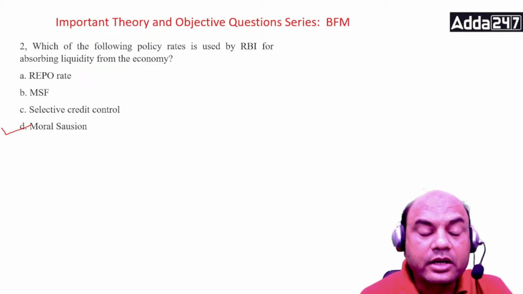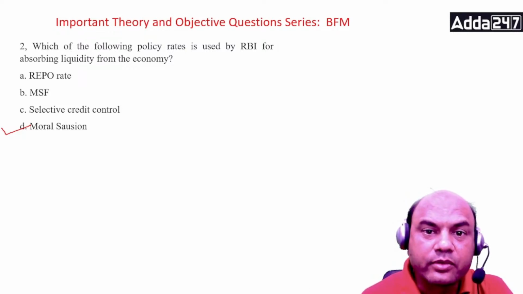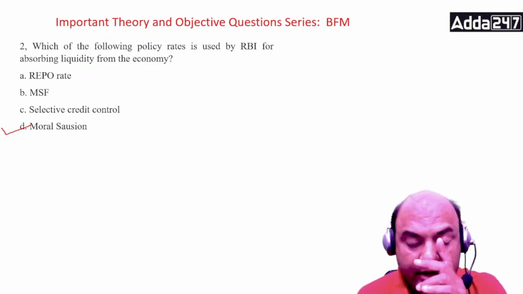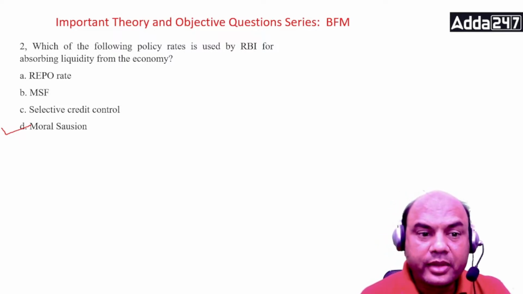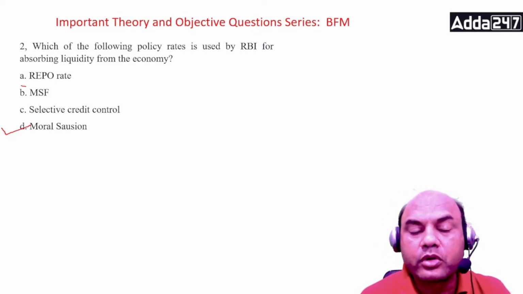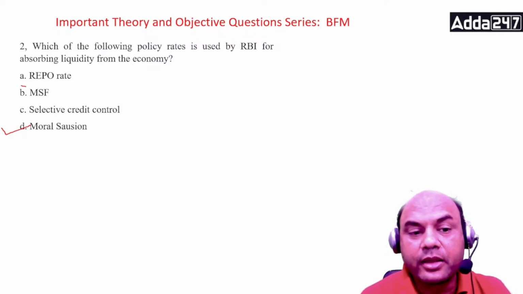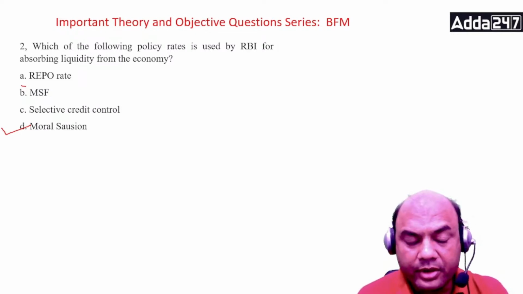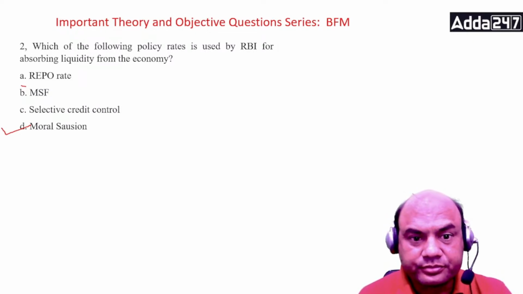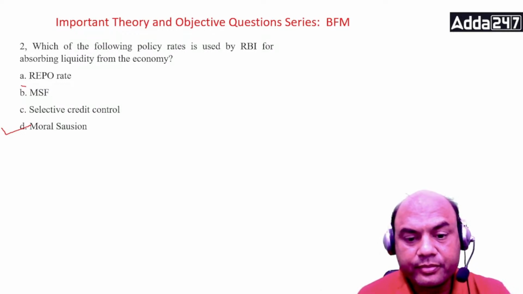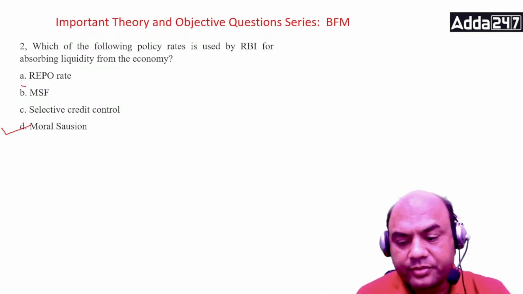Then selective credit control, that is totally different. Selective credit control is related to the internal part of the bank, meaning whom to give the loan and whom not to give the loan. Moral suasion is done by RBI for absorbing the liquidity from the economy. Next one.